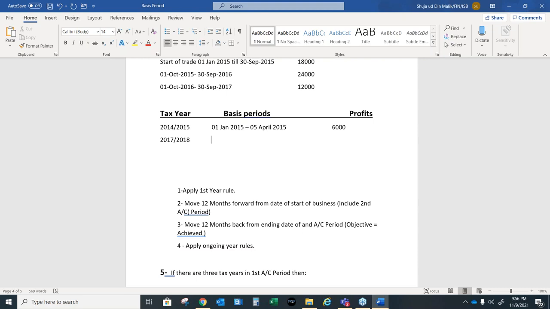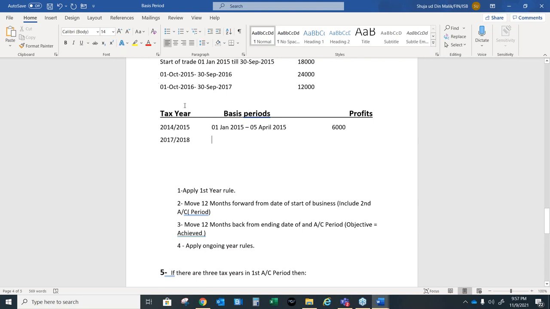Now, if we move 12 months back from the ending date of the first accounting period, we will be ending up on a date where the business was not there. The business was not existing, so we cannot do that. Or if we move 12 months back from the ending date of the second accounting period, that is 30th September 2016, we will be ending on a date which is not already taxed. There will be some months that will not have been taxed. So HMRC would never allow us to move 12 months back from the ending date of the second accounting period, or move 12 months back from the ending date of the first accounting period.